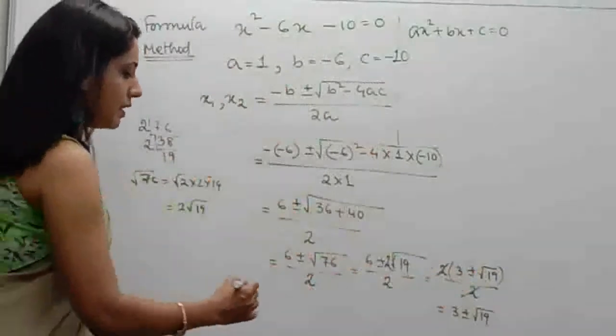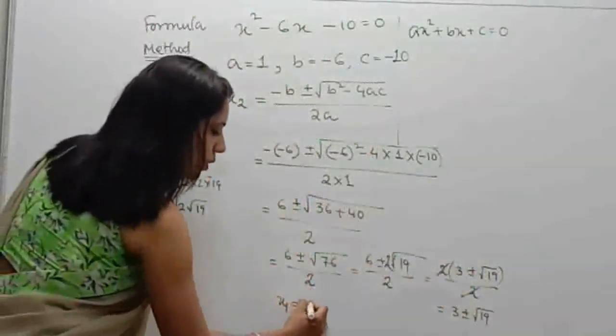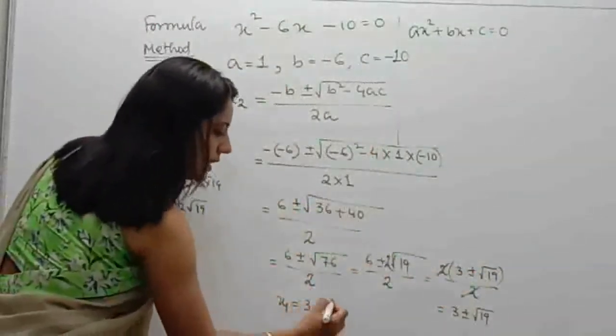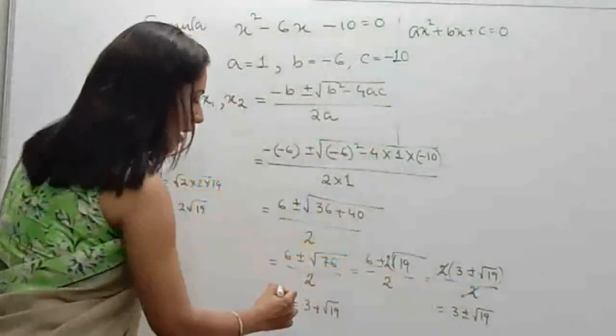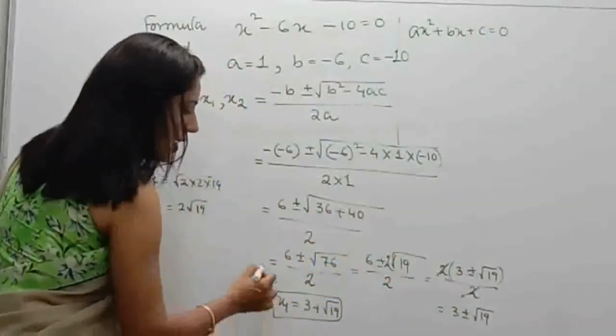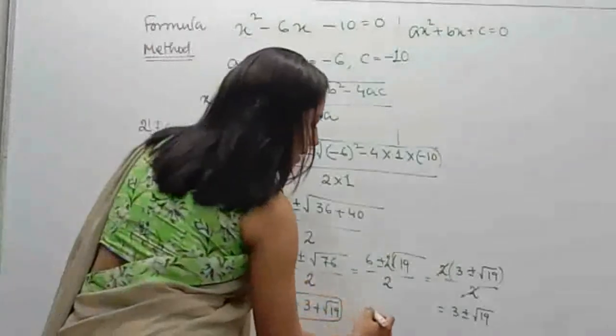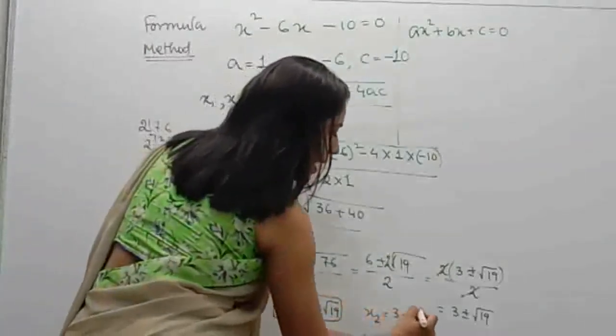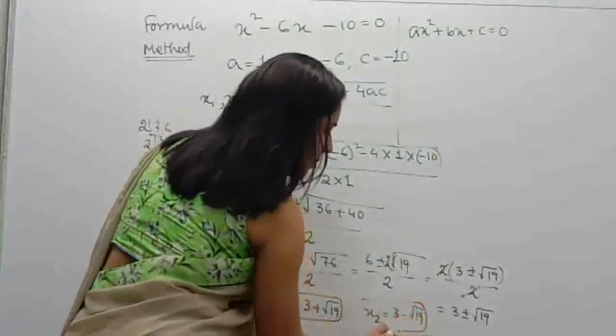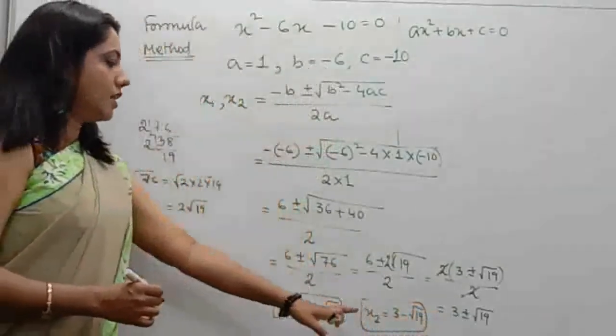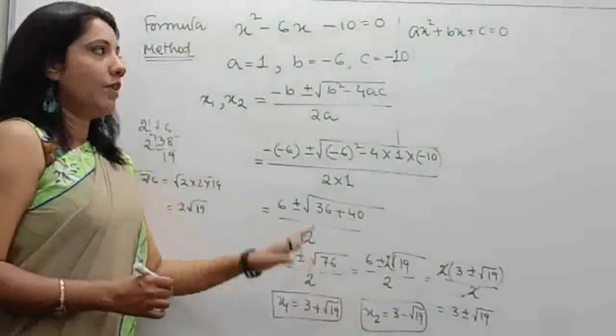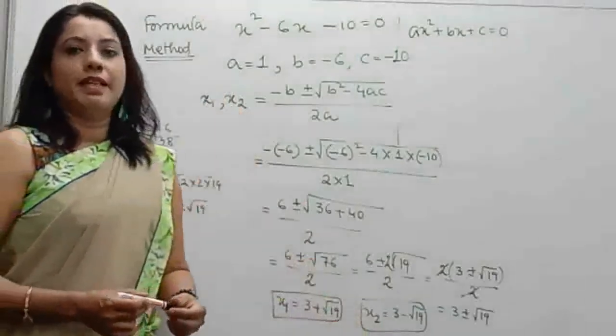This 2 and 2 will get cancelled and we get the answer as 3 plus minus root 19. So we can write x1, one of the roots, is 3 plus root 19, taking the positive sign. The other root x2 is equal to 3 minus root 19, taking the negative sign. So these are the two roots of x and we have solved it by the formula method.